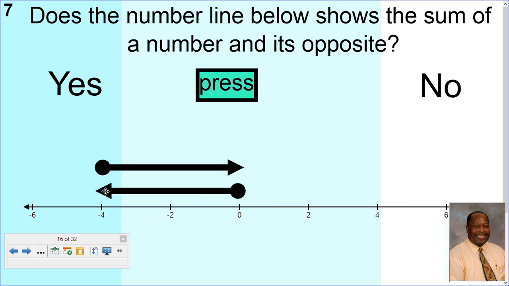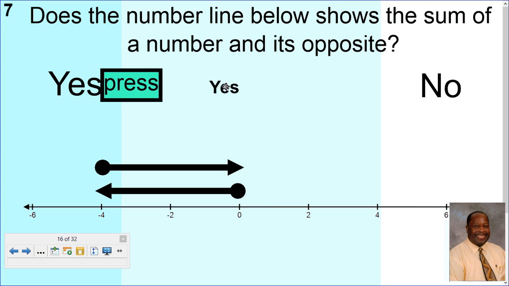So it's going in two directions, and the distance is the same. It goes from 0 to negative 4, then goes up the other direction, negative 4 back to 0. So does that show the sum of a number and its opposite? What do you think? If you said yes, you are right. Because the distance from 0 to negative 4 is negative 4. So you have negative 4.